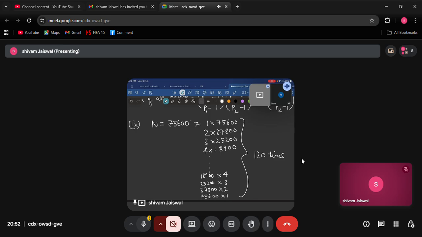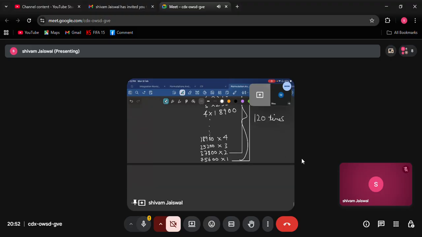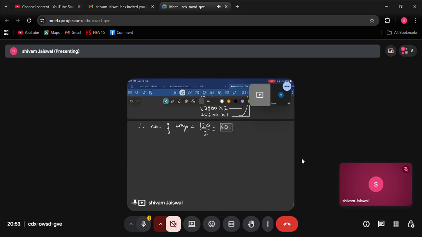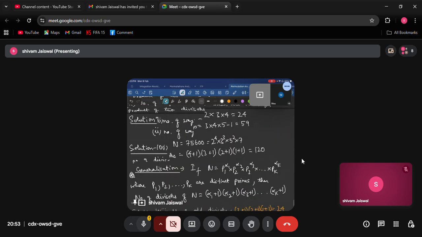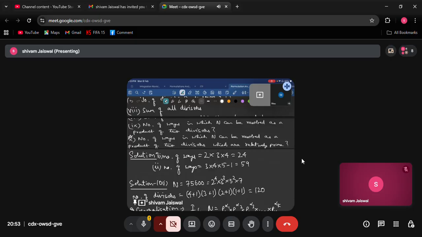But the first way of writing and the last way of writing is same. Second way of writing, second last way of writing is same. So I have to divide it by 2. Therefore, the total number of ways will be equal to 120 divided by 2, which is 60. Is it clear to everyone? Yes, sir. Okay, I'm solving the last one.